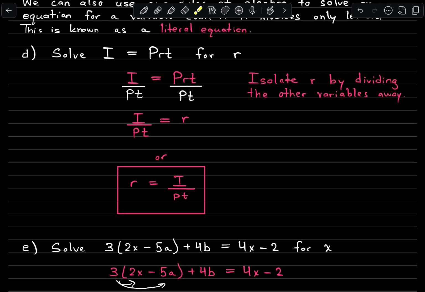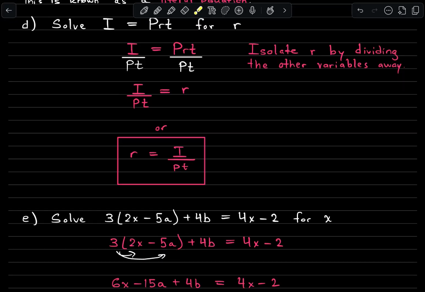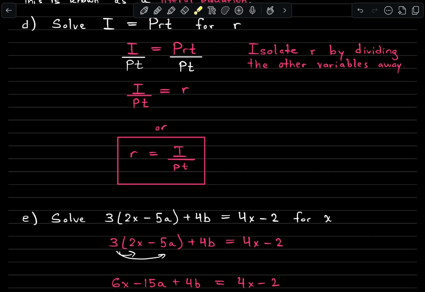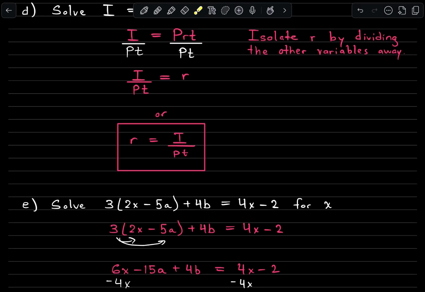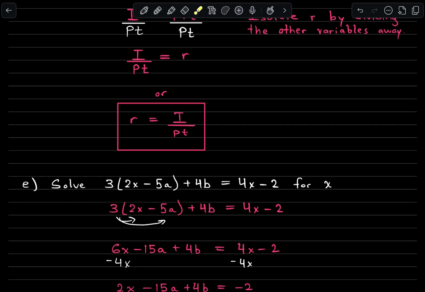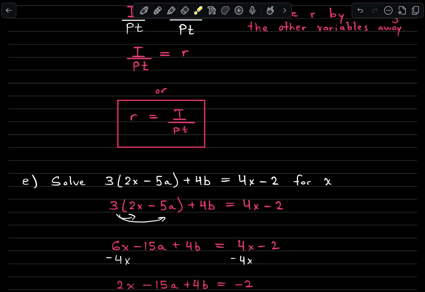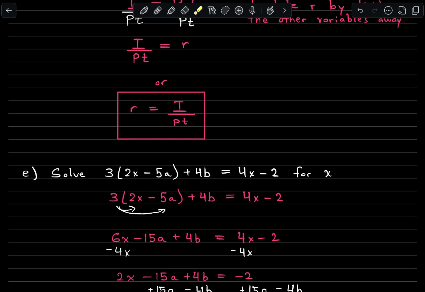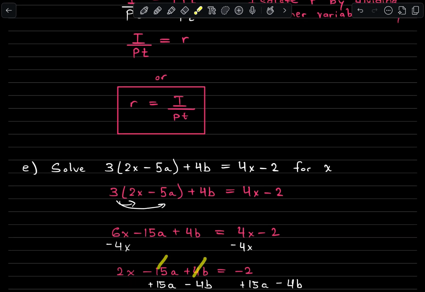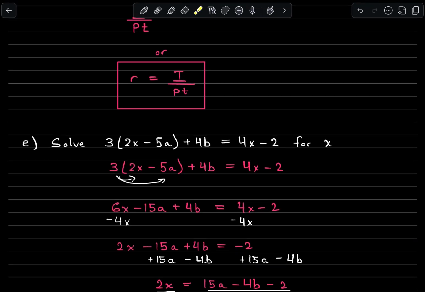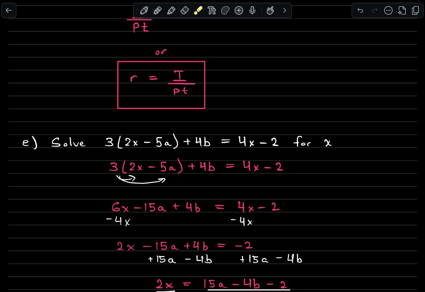So let's go ahead and we'll distribute that 3 first. We'll get 6x minus 15a plus 4b on the left side is equal to 4x minus 2 on the right side. Let's go ahead and subtract the 4x from both sides, get our x's on the left side. 2x minus 15a plus 4b is equal to negative 2. Now again, the same way we always try to isolate the variable, let's move over everything else to the right side. So we'll get that 15a out of here and the 4b out of here. We want just x on the left side. 2x is equal to 15a minus 4b minus 2.